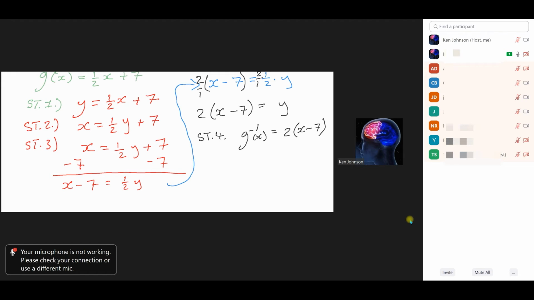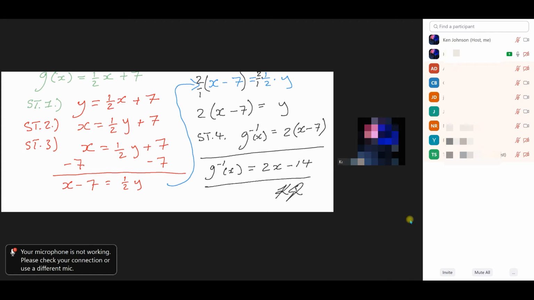Now this answer can be shared in many ways, right? We're finished right there, right? But we could write this as g inverse of x. We could actually distribute that and write 2x minus 14. This is an alternate answer, right? That's an alternate answer. All right?